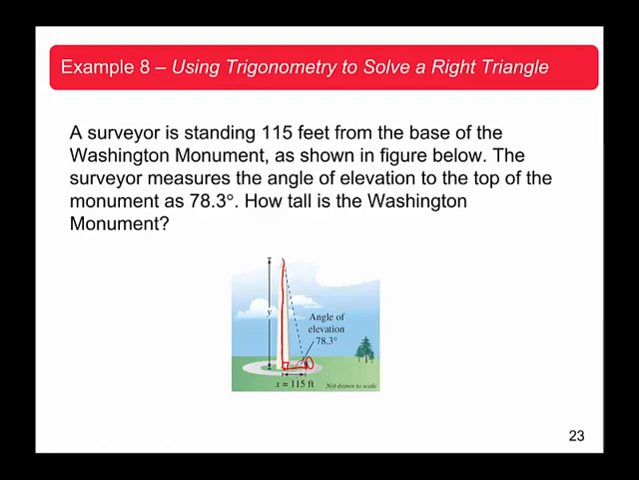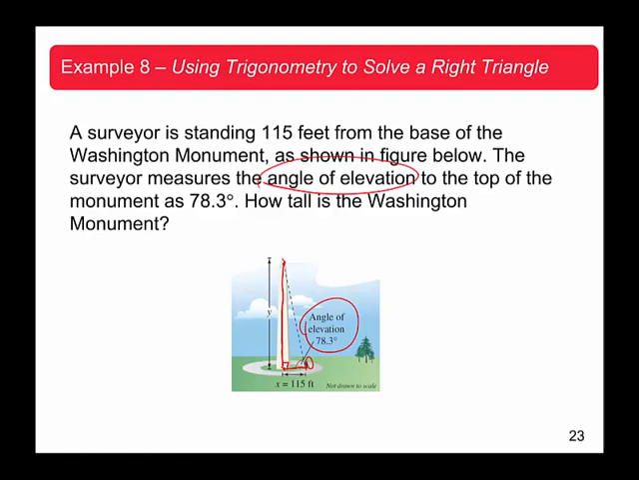And also we know that the surveyor measured the angle of elevation. So going from the horizon to the object, the angle is 78.3 degrees, and that's the angle of elevation. And you want to find out the height of the Washington Monument. So this is the height, right? And we're using y to represent the height.